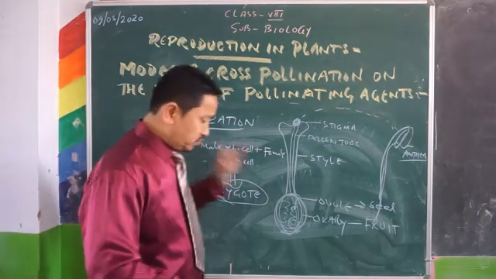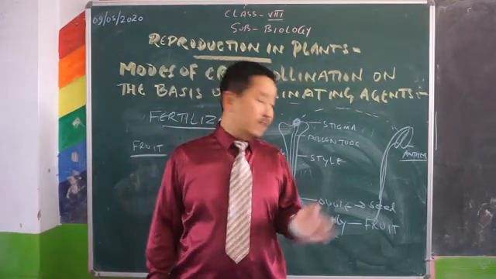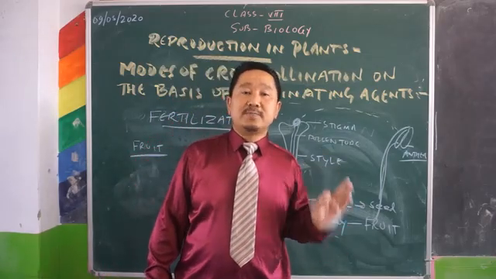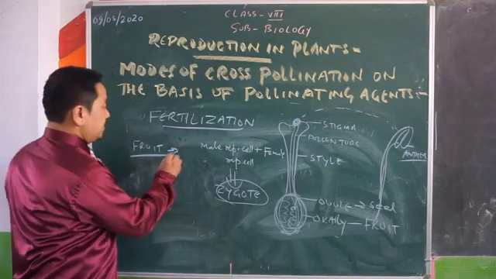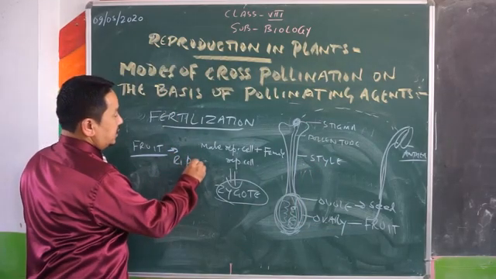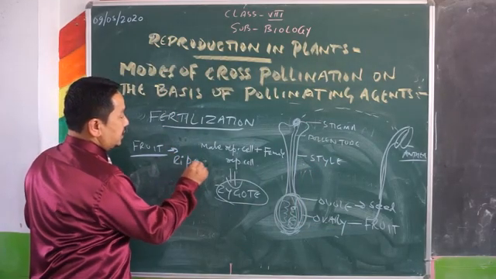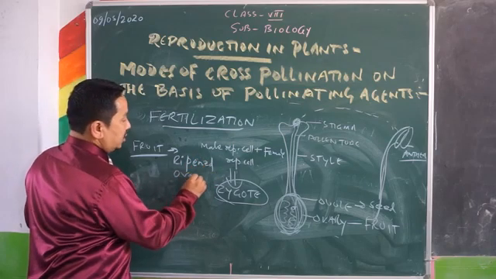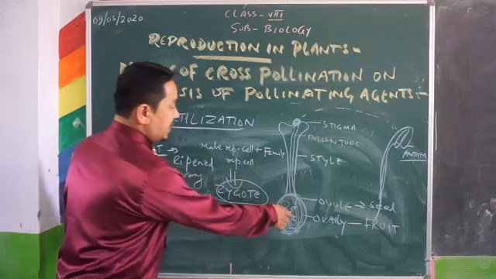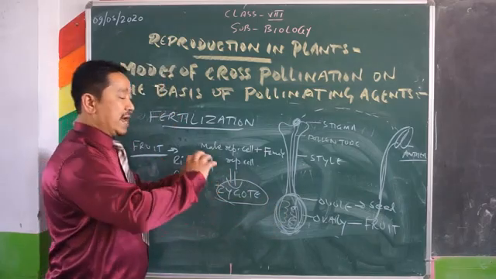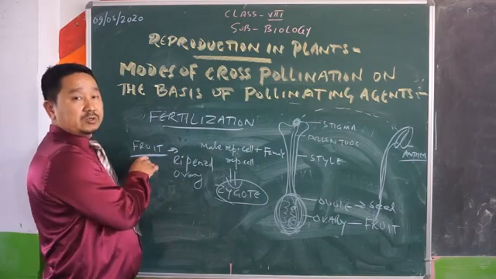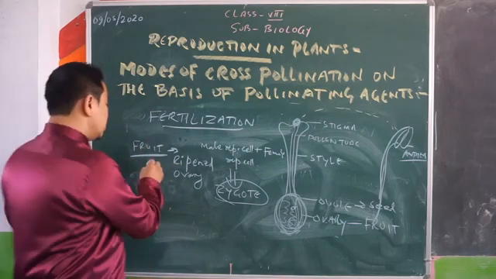Okay, fruit. What is fruit now? By what I have told you just now, you understand that fruit is a ripened ovary. Fruit is a ripened ovary. When the ovary, after the fertilization, ripens, that ripened ovary is called fruit. That's called what? Fruit.